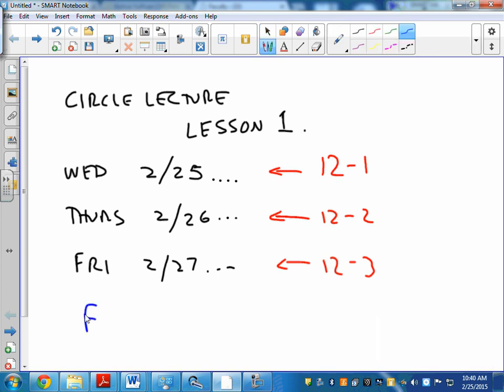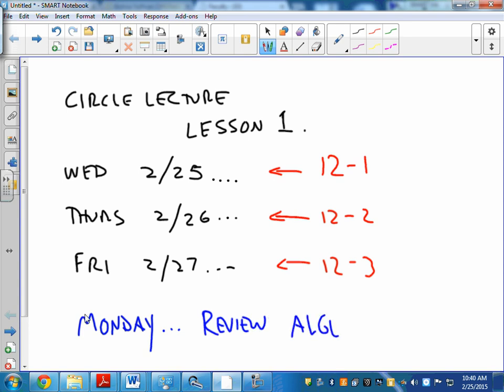Note, by the way, when we come back on Monday, yes, the weather will be fine on Monday. You're going to be taking the AccuPlacer test. So the other thing you have to do while you're sitting at home over the next 3 or 4 or 5 days is to review the algebra on the AccuPlacer test.